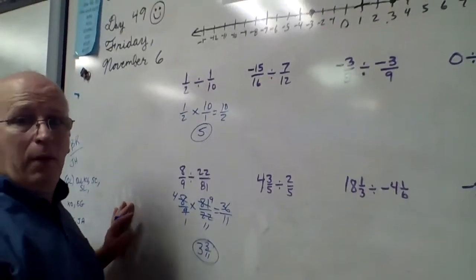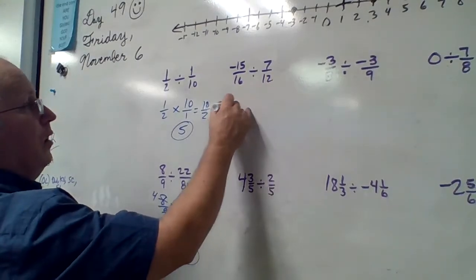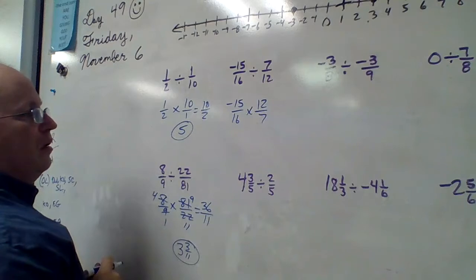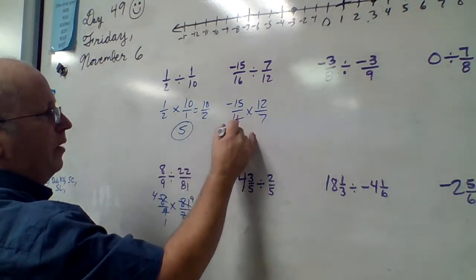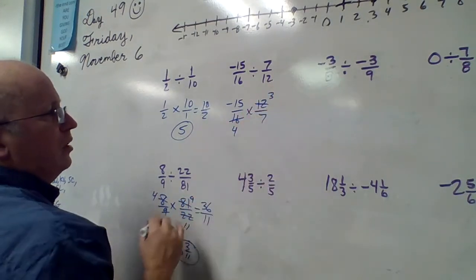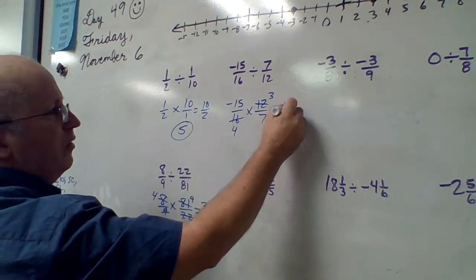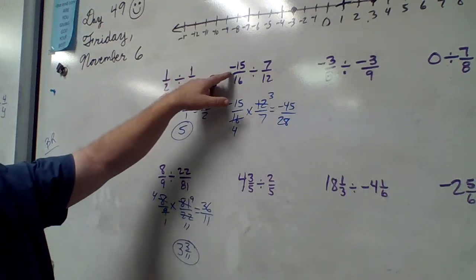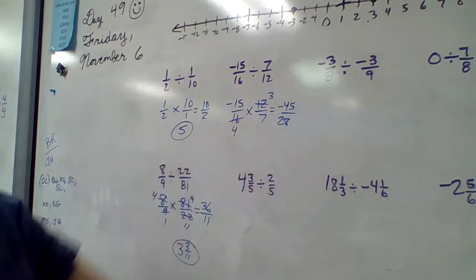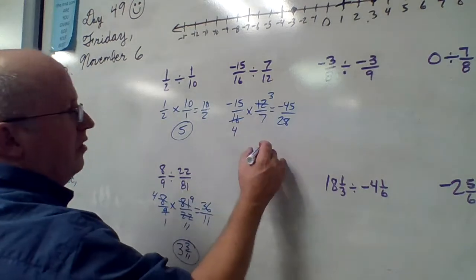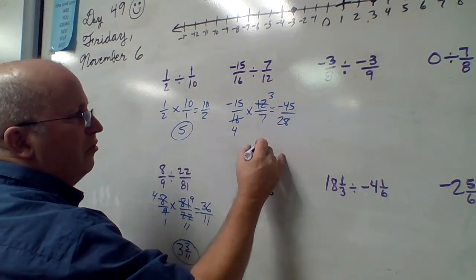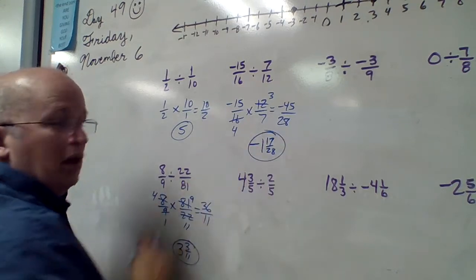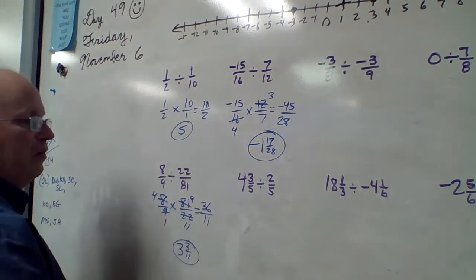How about this top one up here? That would be negative 15/16 times the reciprocal. Oh, is there a simplifying I can do? Yep, divide by 4, divide by 4. That gives me negative 45 over 28. Remember, a negative divided by a positive is always a negative. Then I can change this back, I can do this long division, and I get negative 1 and 17/28 as my final answer there if I do use long division.